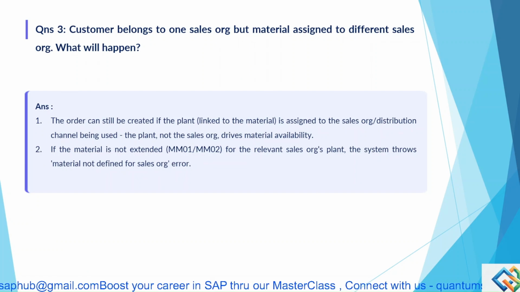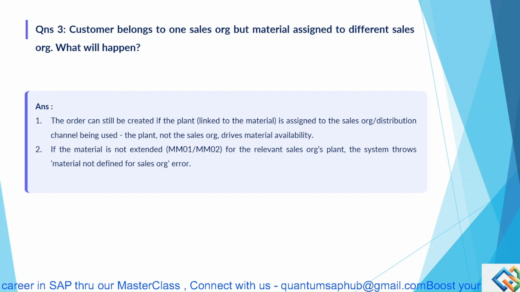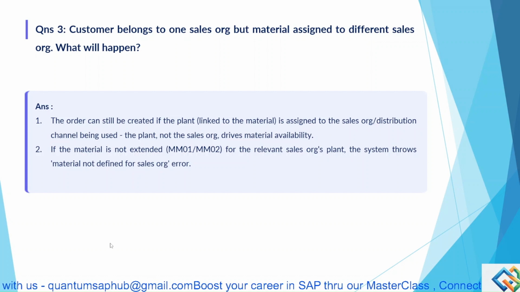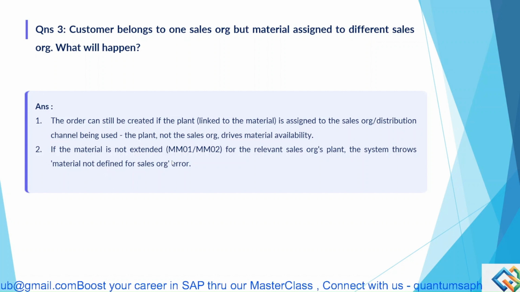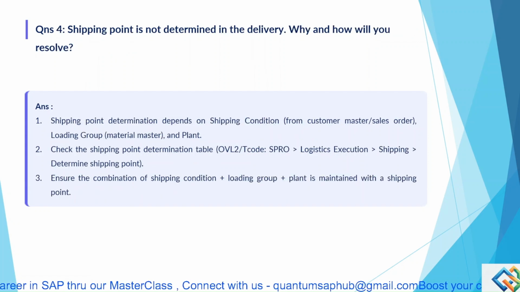Okay. Question number 3. The customer belongs to one sales organization, but the material is assigned to a different sales organization. What will happen? You are extending the customer to one sales organization, the material is assigned to another sales organization, what will happen? Obviously the order cannot be created. Anyone can say that. You can say that the material is not extended to this sales organization, or is not defined in the sales organization error.